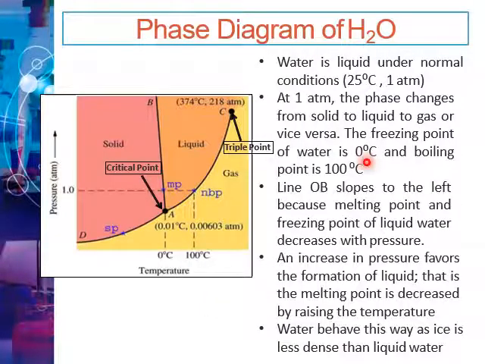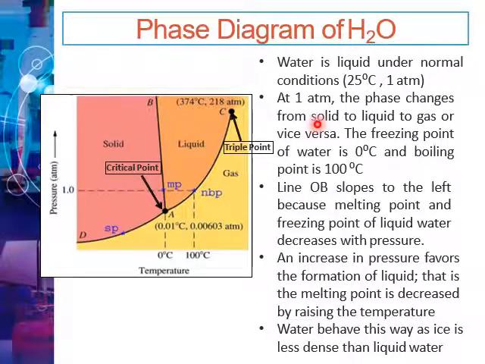Now this is the phase diagram of H2O, where liquid is more dense. You look at the graph where liquid is more dense than solid. Where is the critical point? This is the critical point and this is the triple point. Sorry, please correct it again. This is the triple point. This is the critical point.